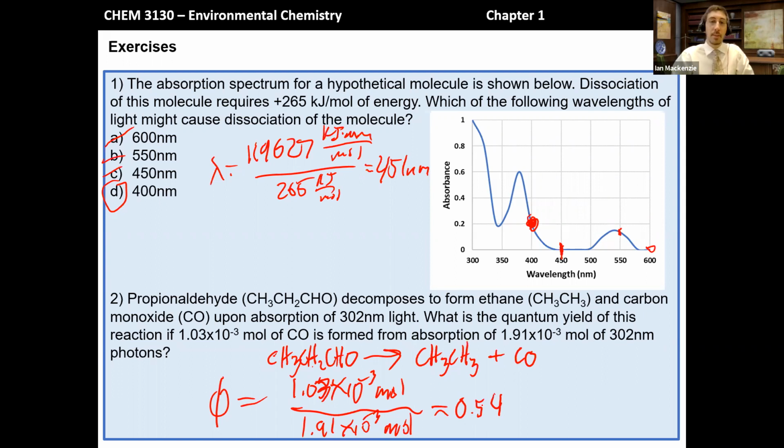So that's just a brief example of how we might use these concepts here, and a reminder that just because a photon has an energy greater than the enthalpy required for a reaction does not necessarily mean that reaction can be driven by that photon.